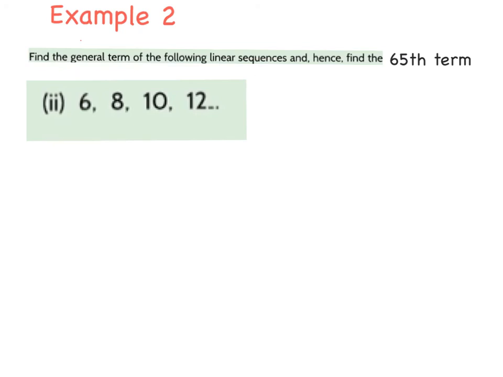Okay, so we're now looking at example 2, and it is find the general term or the rule for the following linear sequence and hence find the 65th term. So I know that 6 is term 1, 8 is term 2, 10 is term 3, 12 is term 4, and I'm actually asked, well, what is term 65 going to be? And I'm going to use a formula known as the general formula to help me figure this out.